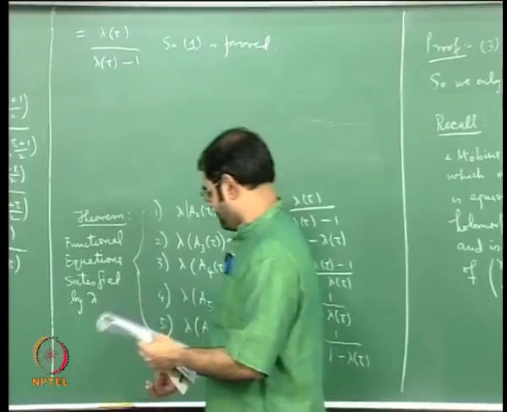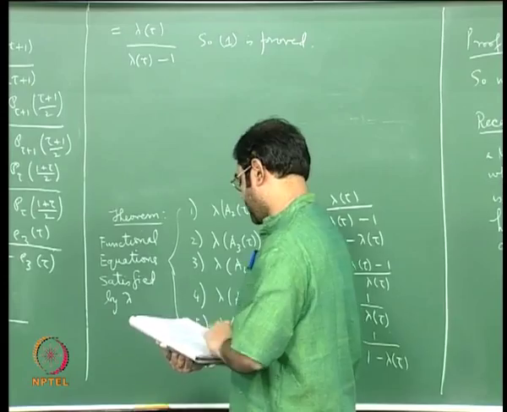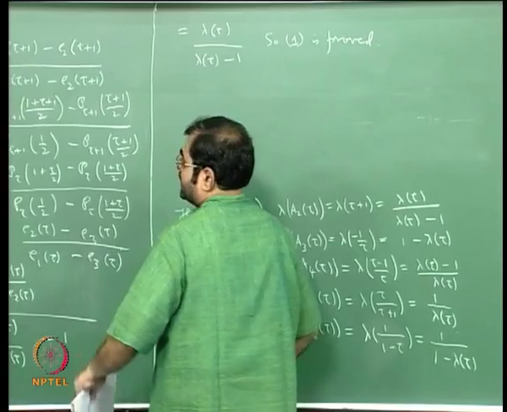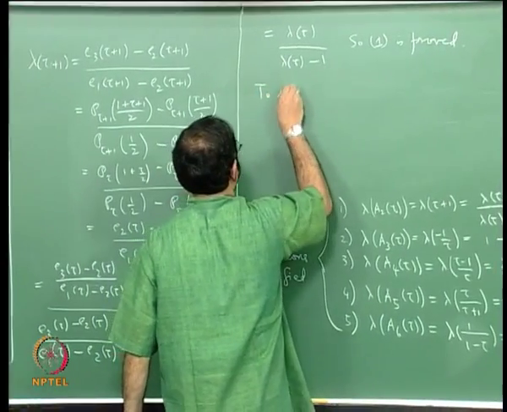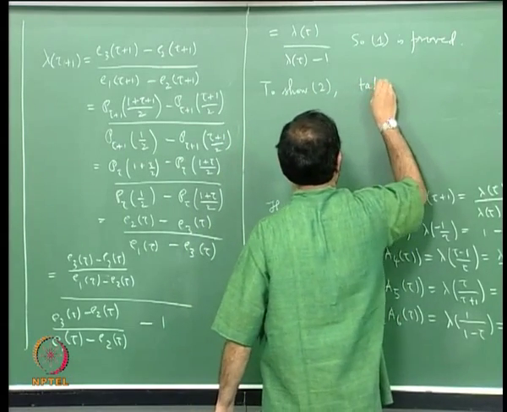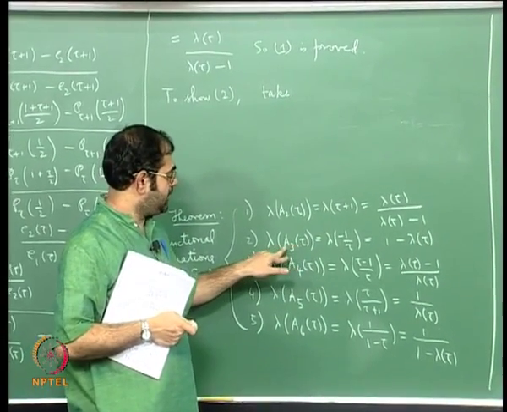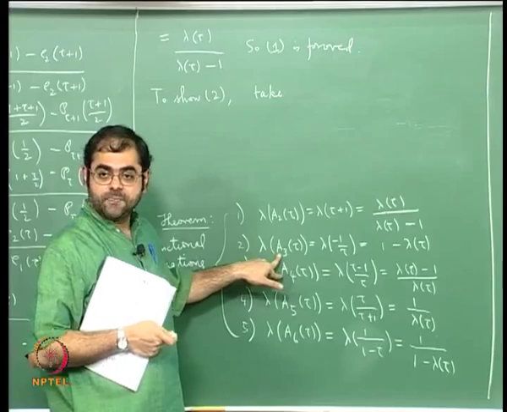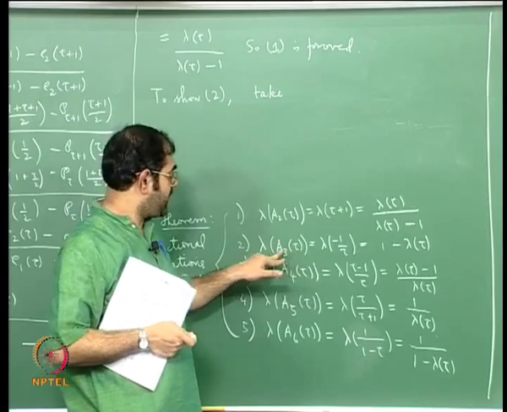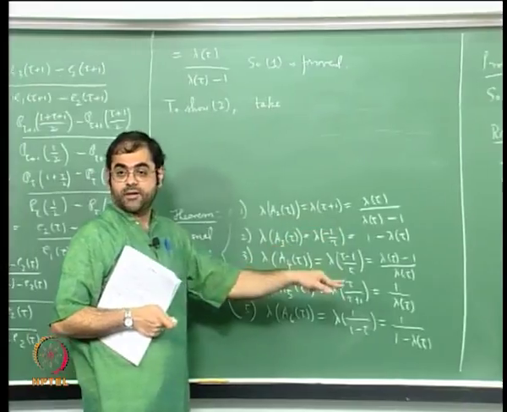So let me write that down. For the second one, to show 2, if you look at 2, the transformation that I have to take is A3. It takes tau to minus 1 by tau, so I will take tau as tau 1 and I will take A3 for this transformation, so that when I apply it to tau I get minus 1 by tau, which will be tau 2.